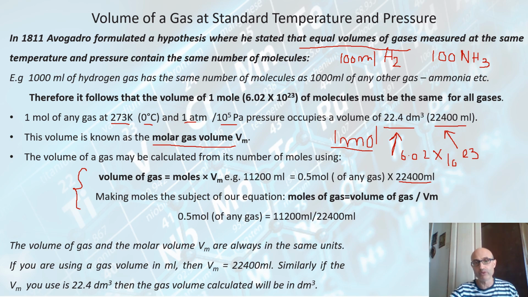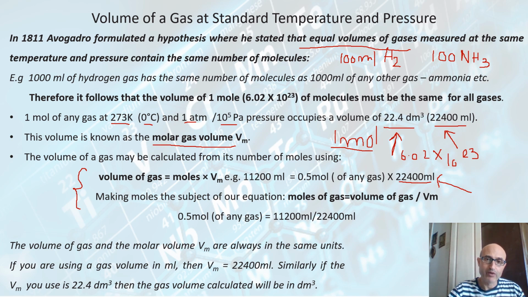Now, all of this will be easier to understand when we give an actual example. And as in maths, the more examples you work out, the easier this will be as well. So remember what we said. If I have 22,400 mils, I'm going to highlight that once more over there, of any gas.